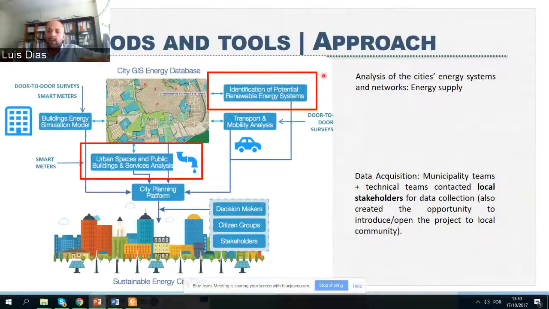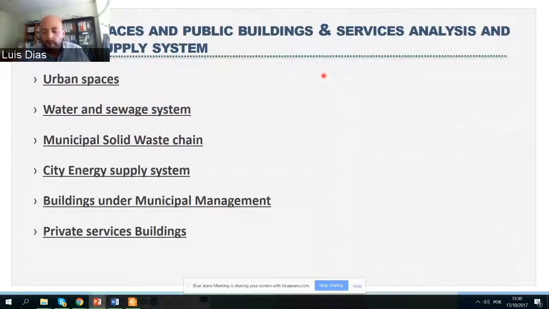So it was a negotiation, asking for information, but also including them in the process of generating scenarios for their specific sector. Like I was saying, this comprises the urban spaces, the water and sewer system, the municipal solid waste chain, the buildings under municipal management, the private service buildings, and also the supply side of the energy system, focusing on the renewable energy potential.